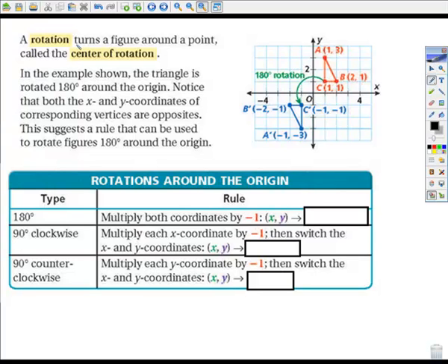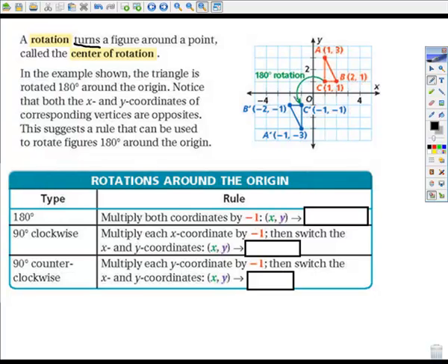Okay, next we have a rotation. A rotation is also called a turn, and it turns a figure around a point. And the point is called the center of rotation. So in the example here, the triangle is rotated 180 degrees around the origin. Notice that when we rotate 180 degrees, in this case we're going counterclockwise, but really 180 degrees in both directions, you're going to end up in the same spot.